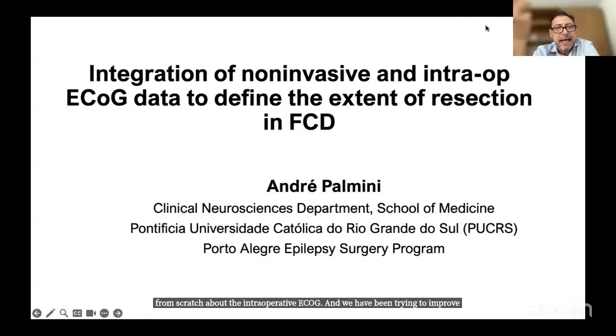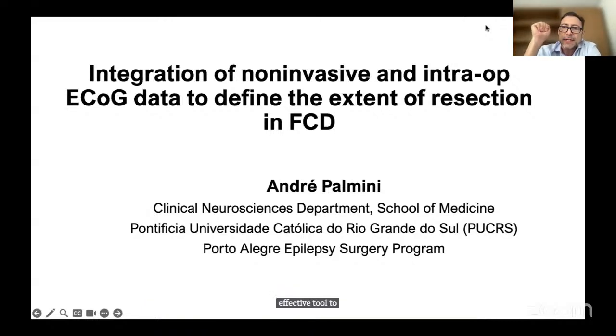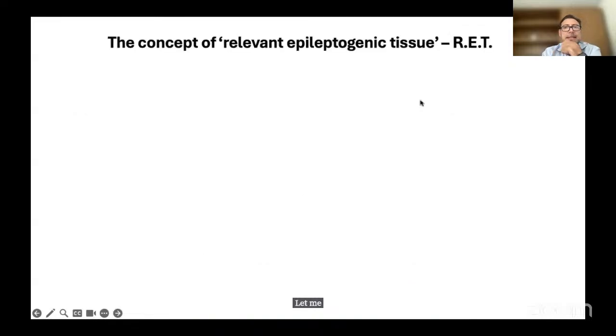and we have been trying to improve this over the years in a way to really have this as a less expensive, effective tool to define the extent of resection. And that's mostly the point of my talk here, okay? Let me start by sharing my slides, okay?